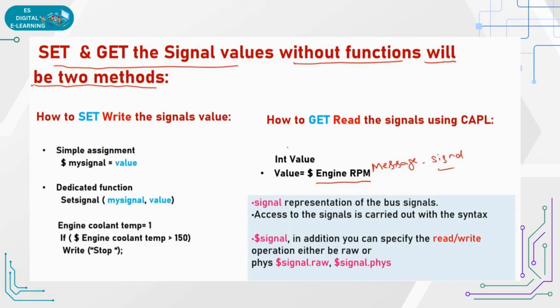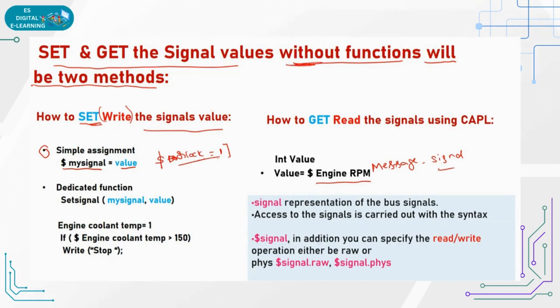The first method is how to set, which means write, the signal value. How do we need to write the signal value? I use the simple assignment: $ of my signal equals value. Like if I say door lock is my signal, I will set it to 1, and my door will be locked. We are just writing it. So this is without function.